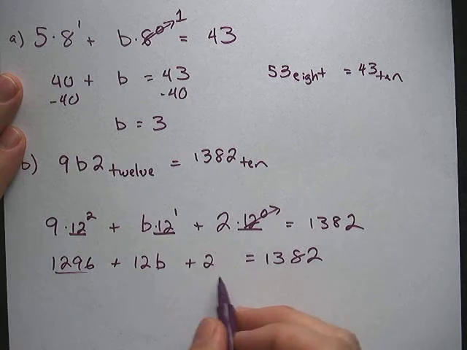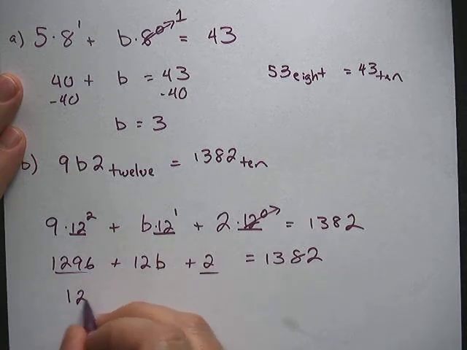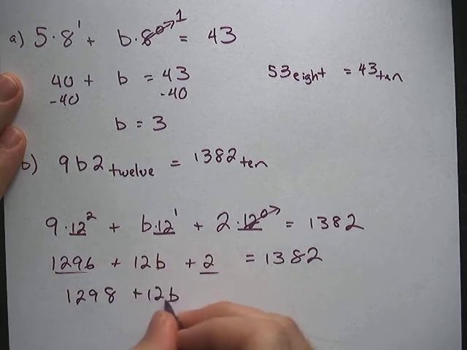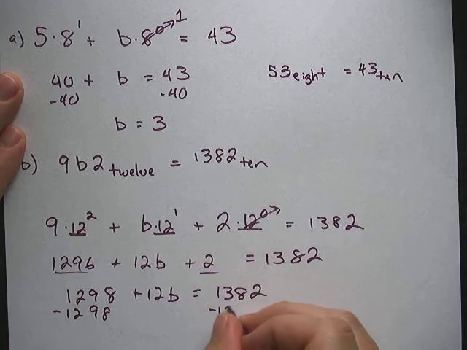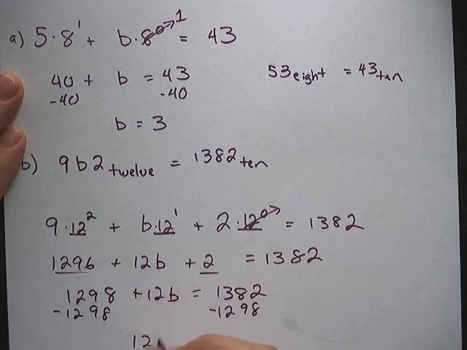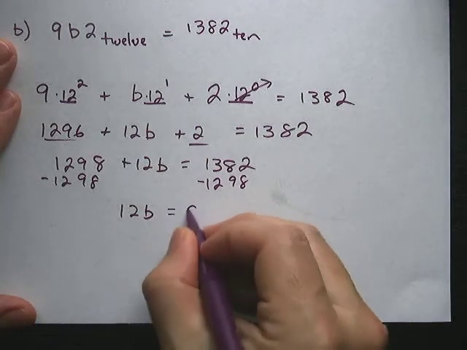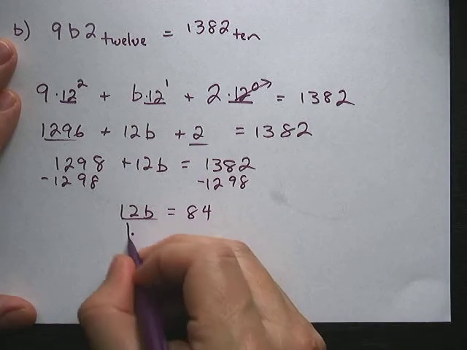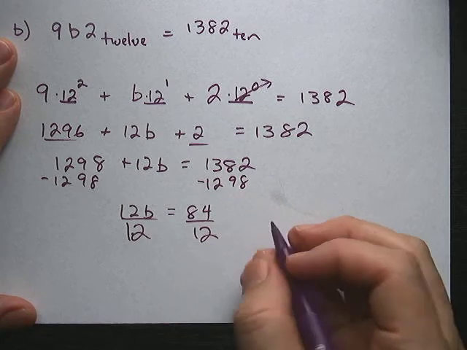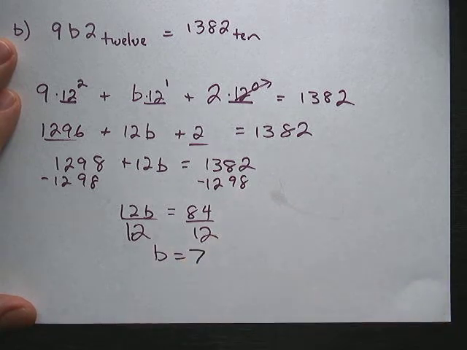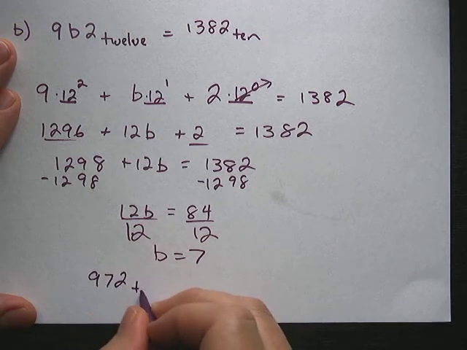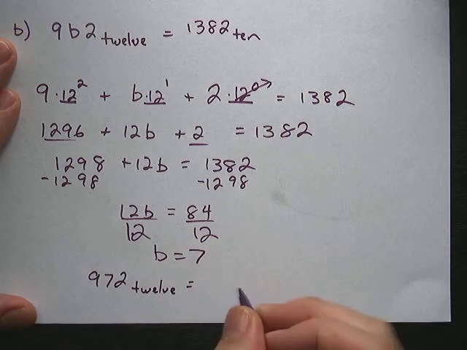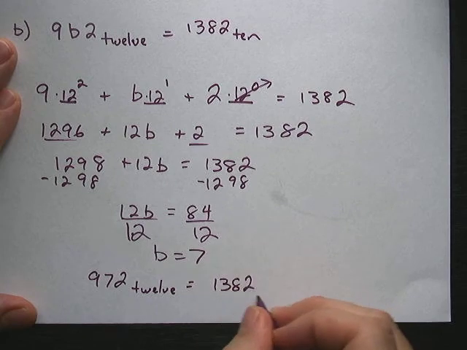Okay, combine these two together, and we get 1,298 plus 12b equals 1,382. Subtract the 1,298 from both sides, and you get 12b is equal to 84. And if I divide by 12 on both sides, I get b is equal to 7. So what that tells me is that 972 in base 12 is equal to 1,382 in base 10.